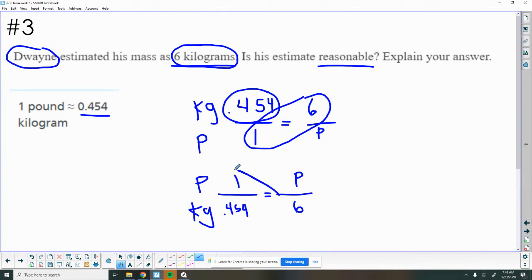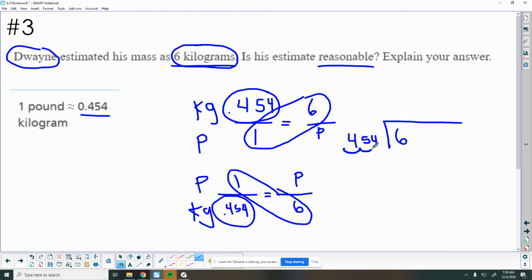So let's see what we would do here. 6 times 1 and divide by 0.454. Either way, we are doing the same problem. So let's go ahead and set this up. We know we have 6 and we're dividing by 454 thousandths. So we need to move this decimal 1, 2, 3. Now we need to move the decimal here 1, 2, 3.